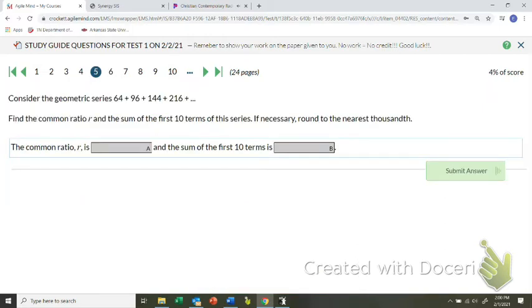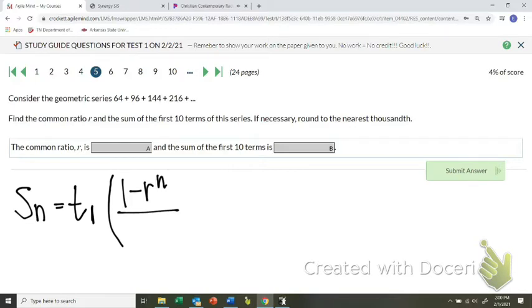That was a formula that I told you had to know. The geometric. Bingo. The geometric sum. So Sn equals T1 times 1 minus r to the n, divided by 1 minus r.